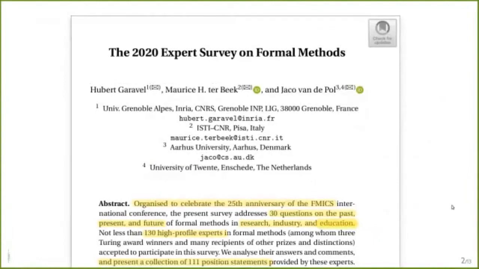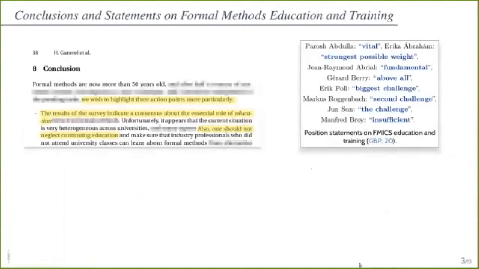What was this survey about? In 2020, Hubert, Maurice, and Jaco reported answers from 130 high-profile experts of the field to 30 questions on the past, present, and future of formal methods in research, industry, and education, as well as individual position statements, of which we have seen some before here on the top right. On the left-hand side is an excerpt from the conclusion. Note that of only 3 highlighted action points, the first one is again education and training.